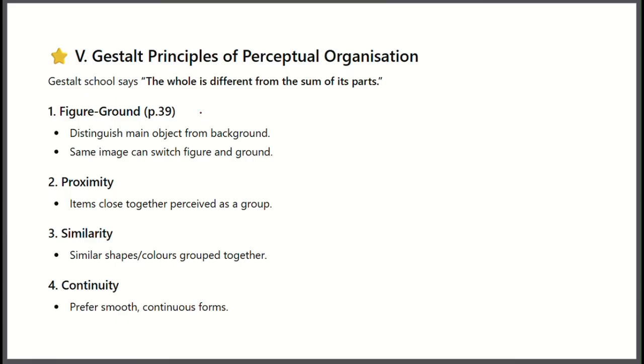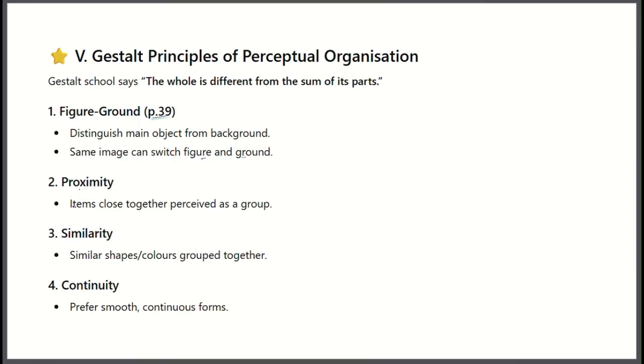Gestalt principles of perceptual organization. The Gestalt school says the whole is different from the sum of its parts. Figure-ground, page 39: distinguishing the main object from the background. The same image can switch between figure and ground.